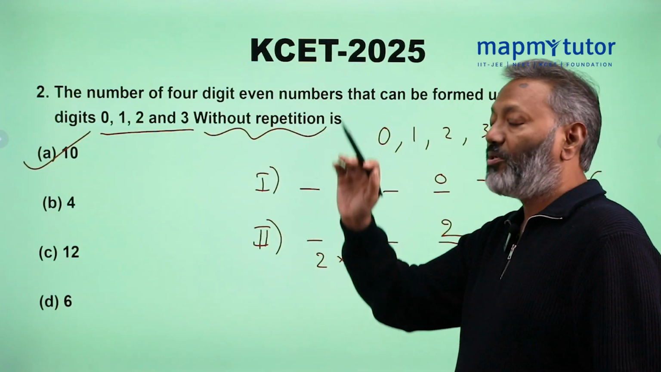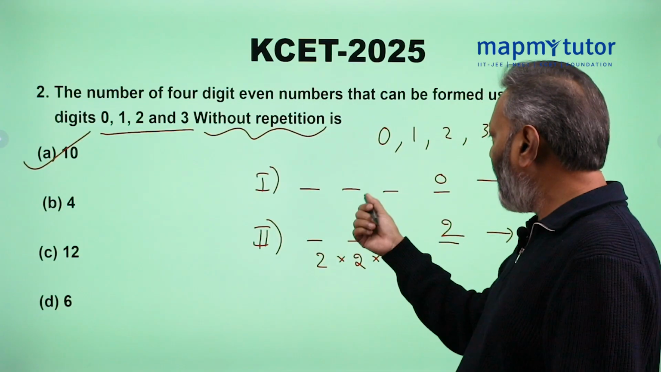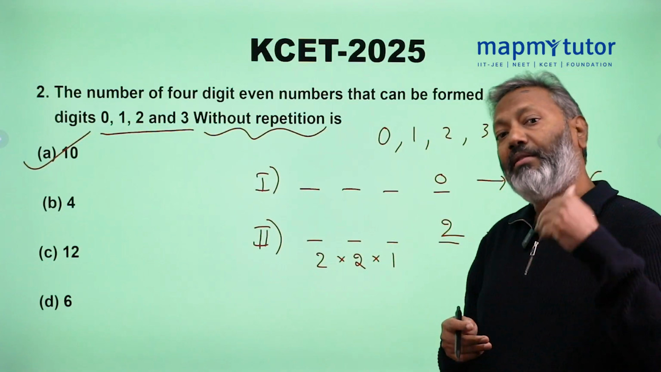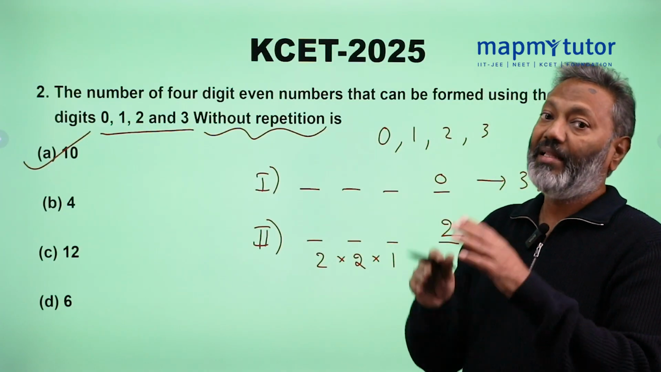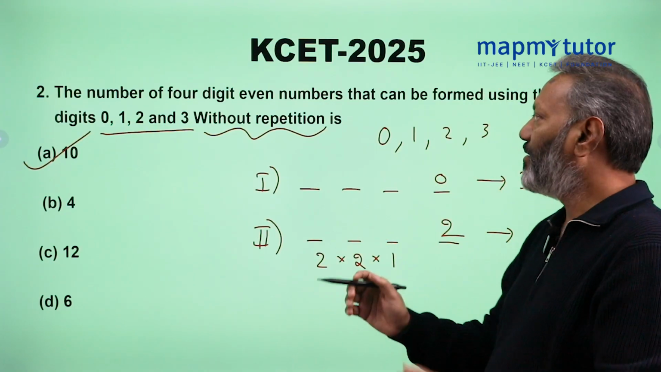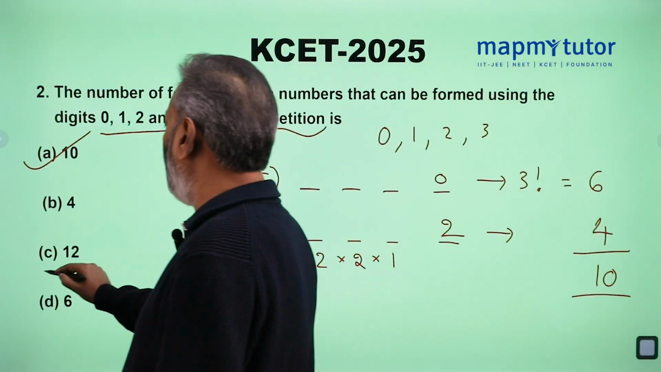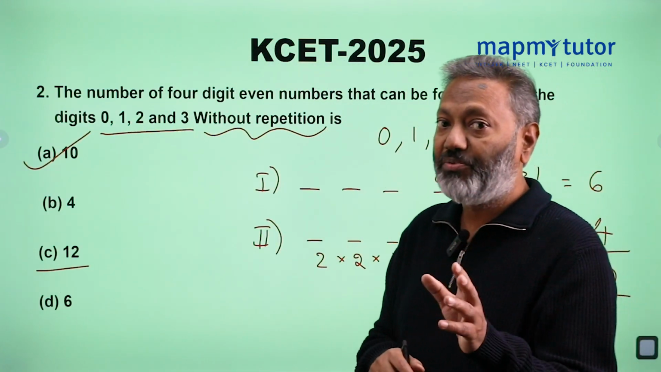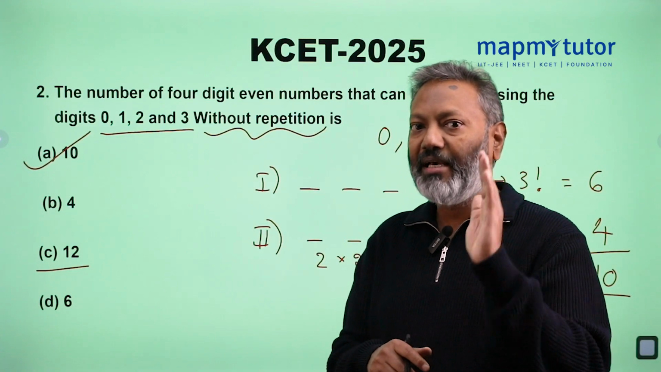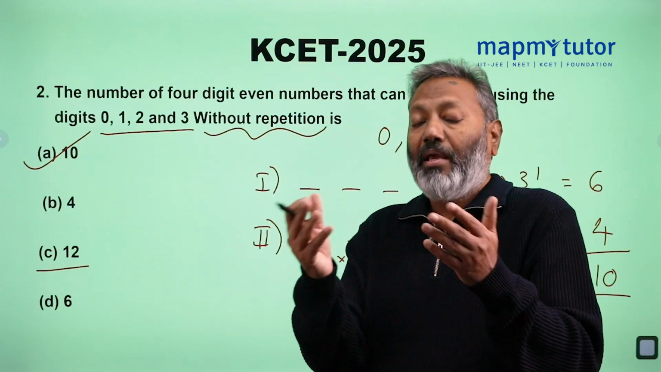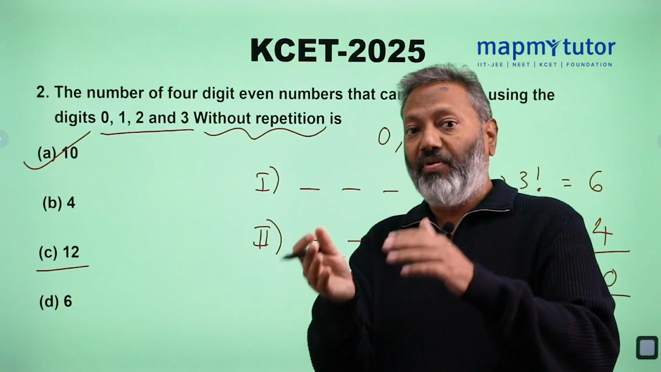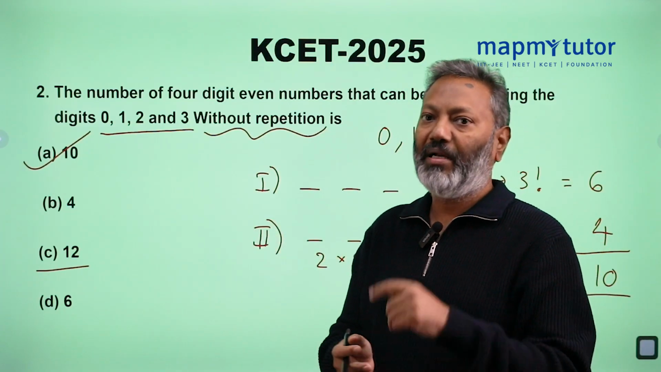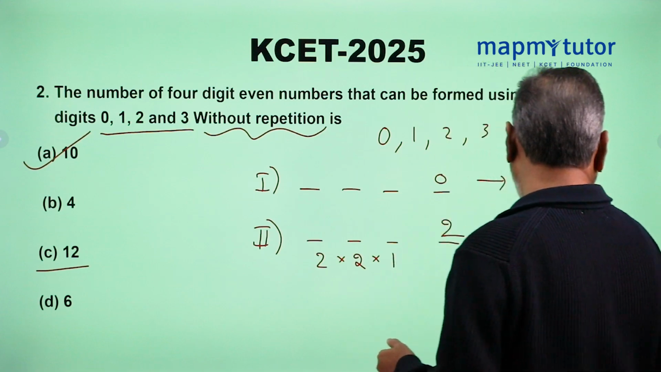If 0 is not there, why did I get only 4 in the second case? If 0 were not a concern, the second case would also be 6. In that case, the total number would be 12. And look at the options: 12 is also given in the options to mislead. Suppose a student forgot that 0 cannot lead, he may consider the second case as 6 as well, 6 plus 6, that is 12. But 10 is the right answer.